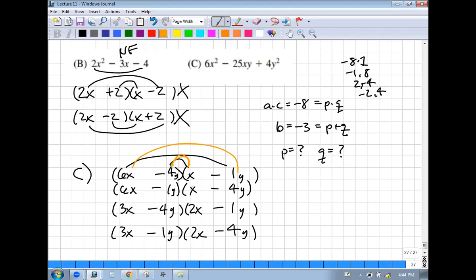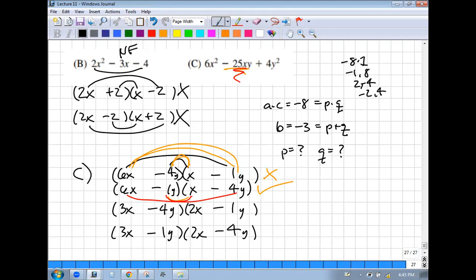You're getting minus 4xy, minus 6xy, that's minus 10xy, but we need a minus 25, so no. Minus xy, minus 24xy, that gives me my minus 25xy. That's it right there, that one. Now see why? Minus 1xy, minus 24xy, that gives me my minus 25xy. So that's how you would guess it.